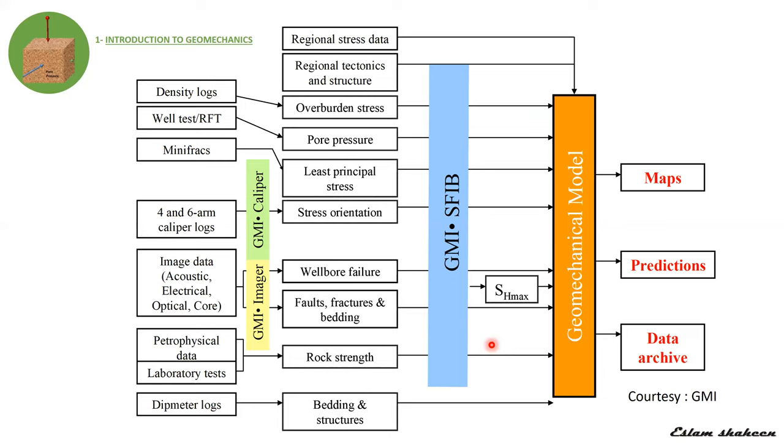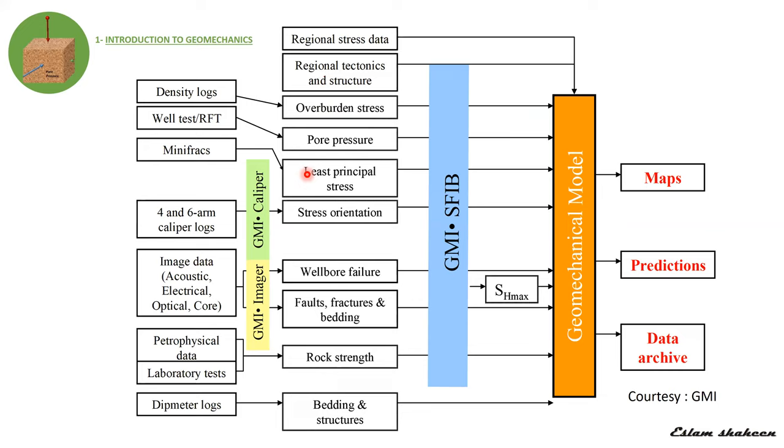So this is the data which I am going to collect. This is the regional stress data, regional tectonics and structure. The overburden stress, we are going to calculate from the density logs. We have pore pressure. We're going to calculate and calibrate the pore pressure from RFT, repeat formation tester, which is a log that measures the pore pressure inside a well, an oil well. We have the least principal stress, which is the minimum horizontal stress. This can be calculated and calibrated from the mini fracs.